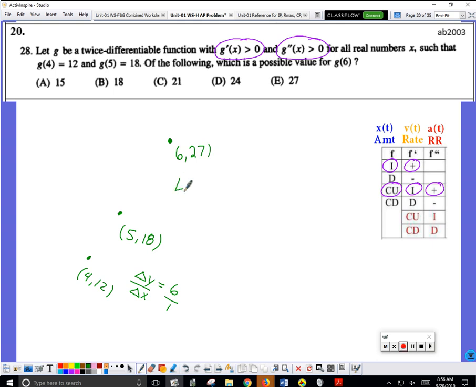So now the change in y is 9. The change in x is still 1. Okay, question.